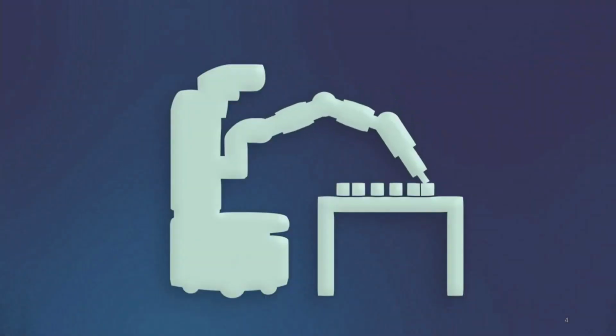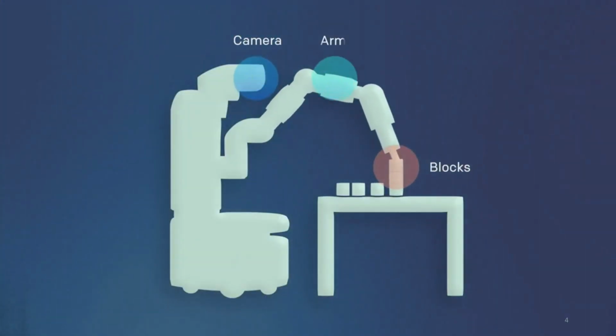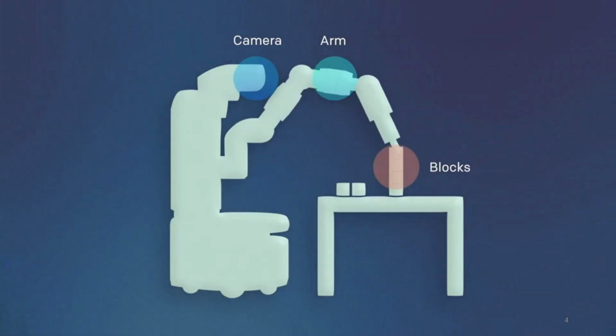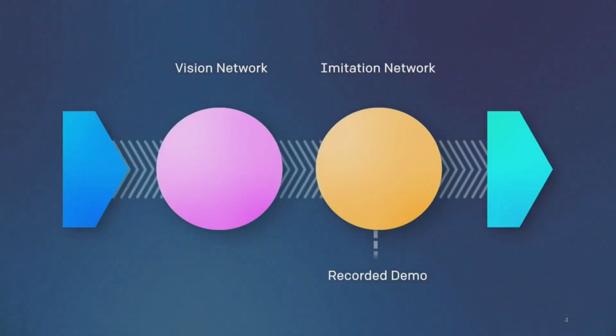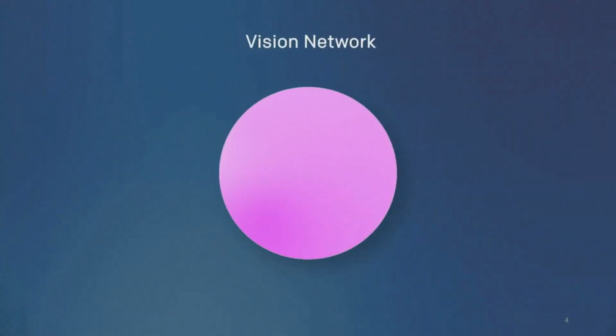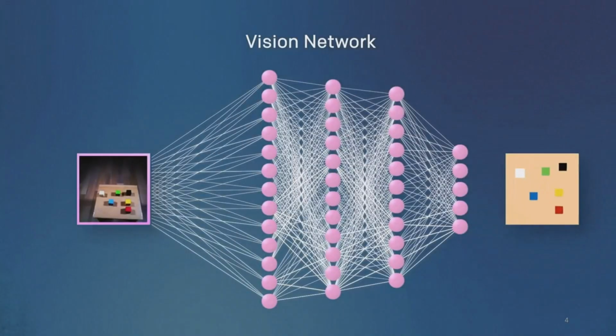Here's how our system works. The robot perceives the environment with its camera and manipulates the blocks with its arm. At its core, there are 2 neural networks working together. The camera image is first processed by the vision network. Then, based on the recorded demonstration, the imitation network figures out what action to take next. Our vision network is a deep neural net that takes a camera image and determines the position of the blocks relative to the robot. To train the network, we use only simulated data using domain randomization to learn a robust vision model.